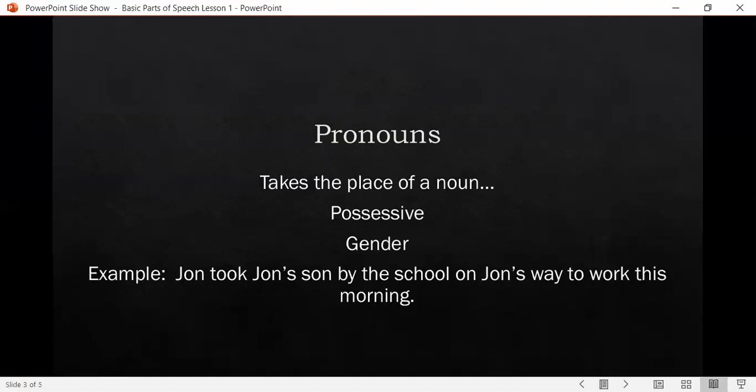But this is too much though, don't you agree? John took John's son by the school on John's way to work this morning. We have John, John, John, John, John. Why don't we try replacing some of those Johns with a possessive or just another kind of pronoun? So we can say John took his son by the school on his way to work this morning. Makes it read a lot easier, doesn't it? So that's why we use pronouns.